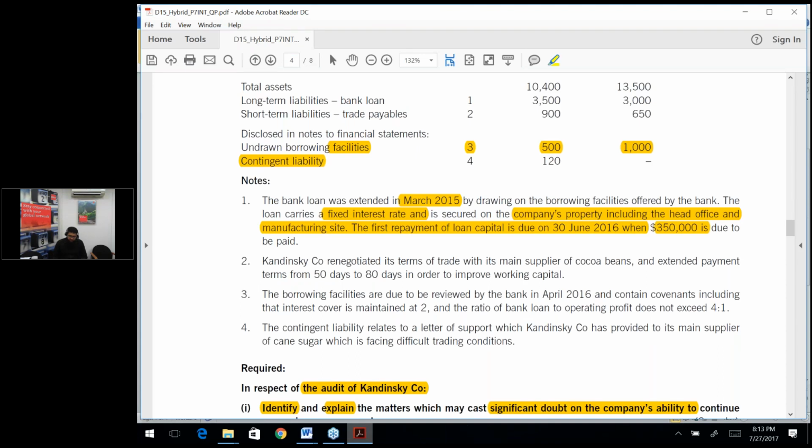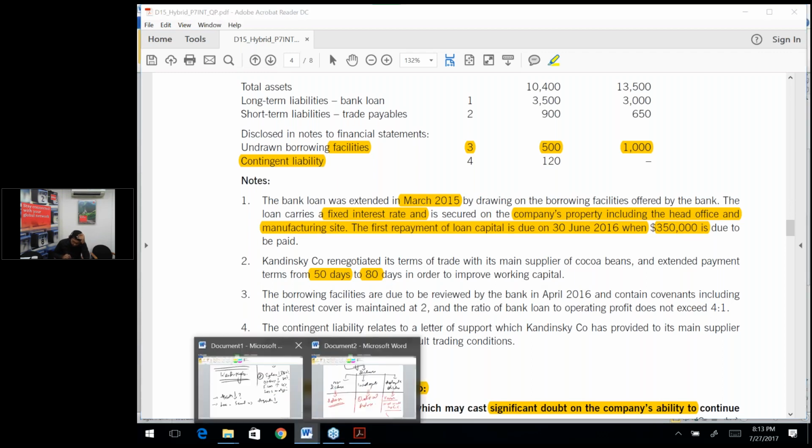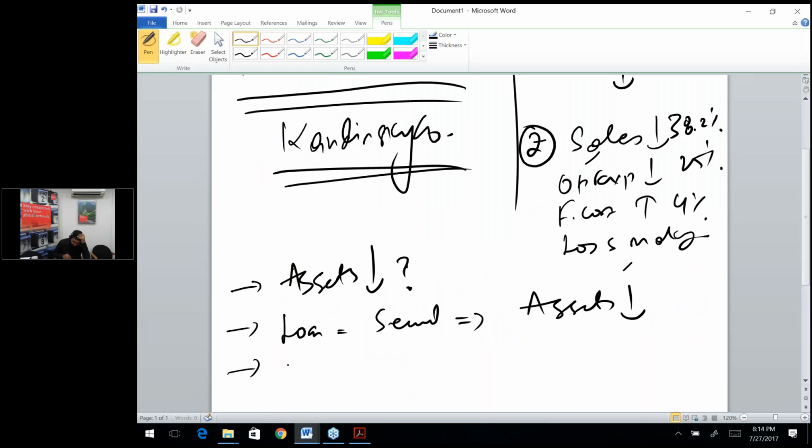the short-term liabilities, which is trade payables. It was 650, it's 900 now. It says Kandinsky renegotiated its terms of trade with its main supplier of cocoa beans and extended payment terms from 50 days to 80 days in order to improve working capital. So if you look at it, you would figure out that the credit period is also extended.